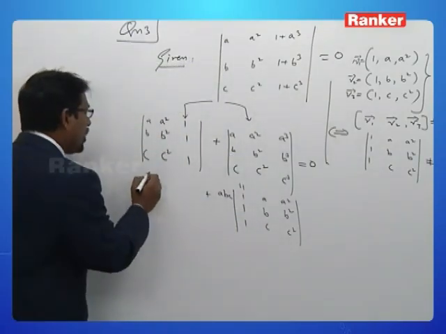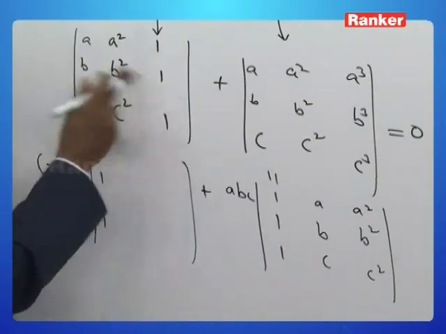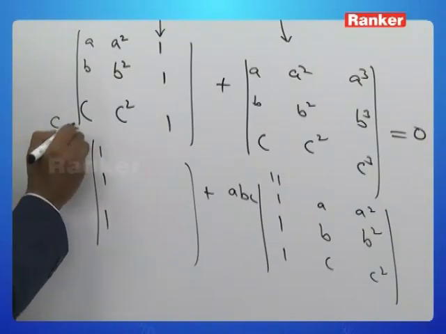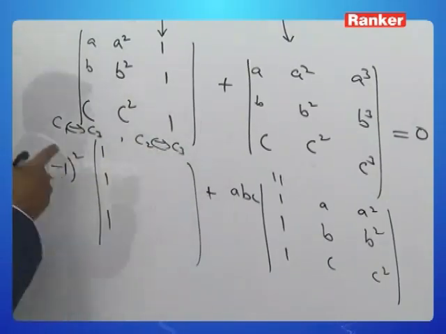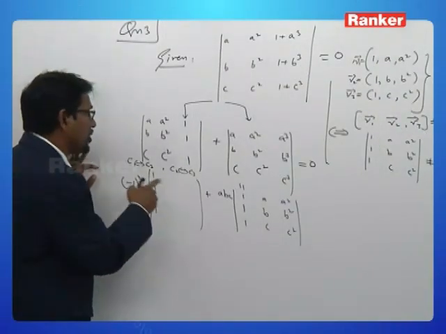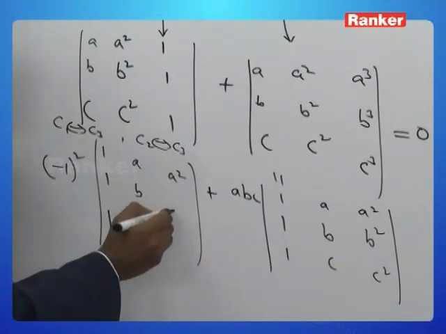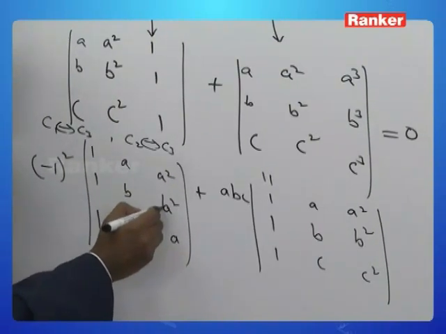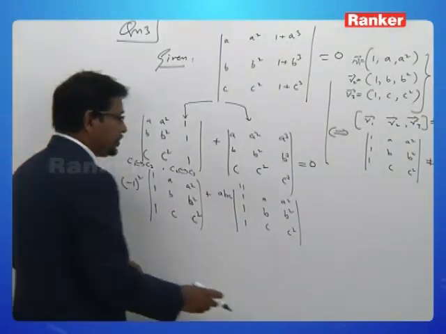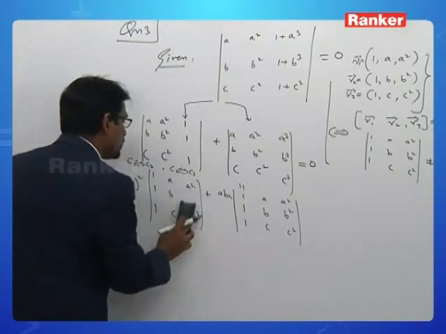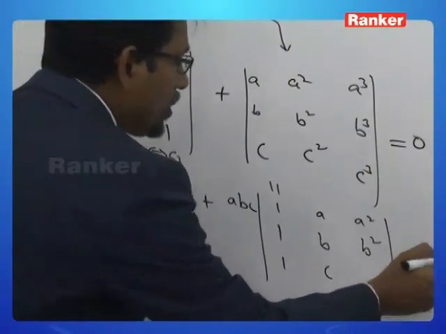So this will also be the same as minus 1 square times the determinant 1, 1, 1; A, B, C; A square, B square, C square. I'm saying minus 1 square because I went for two interchanges, column 1 and column 3 interchanged, and column 2 and column 3 interchanged, and each interchange gives rise to a minus 1. Now this entire thing is equal to 0.